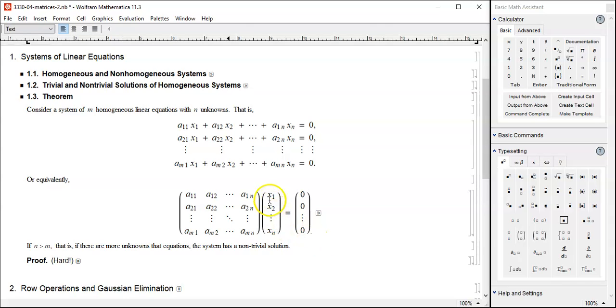We already know the trivial solution exists. Plug in all zeros and something times 0 is 0. Yeah, that's true. We already know one solution. Are there any more? Well, if there are more unknowns than number of equations, then the answer is yes. There are more solutions, non-trivial solutions. If there is one, then there are infinitely many more, as a matter of fact.